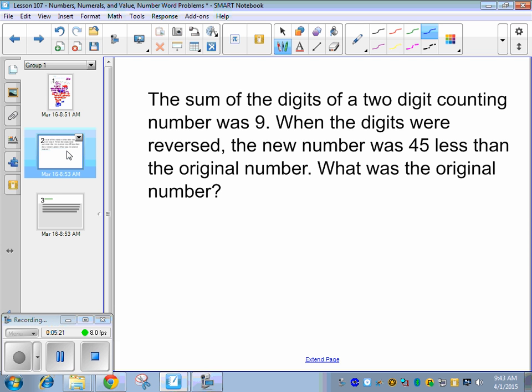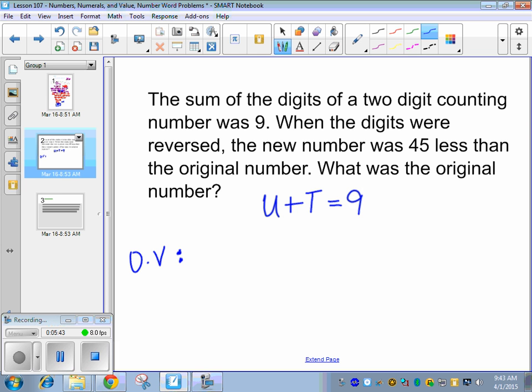All right, let's try this. So the sum of the digits of a 2-digit counting number was 9. All right, so the units plus the tens is equal to 9. So that's just the sum of the digits, right? Okay, and then we always do the same thing for the original number value and the reverse number value, right? So let's just put original value.